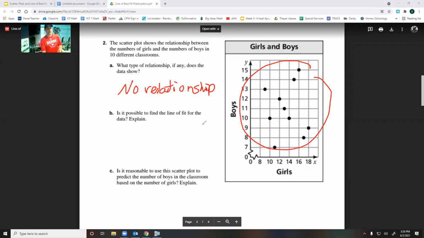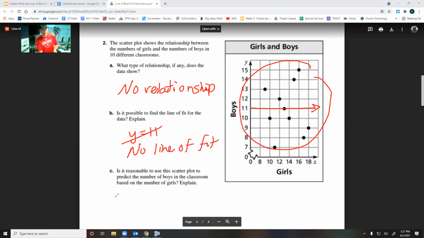Is it possible to find the line of fit for this data? If there's no relationship, there really is no great line of fit. You might see one passing right through the middle sometimes like this. And that would be like y equals 11. But ultimately, there's no great line of fit when your data is scattered like this.